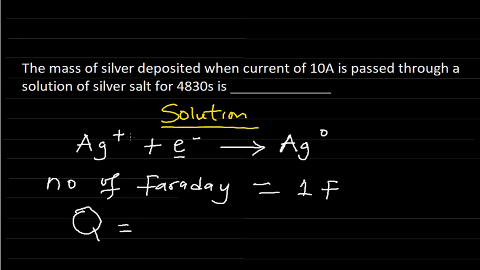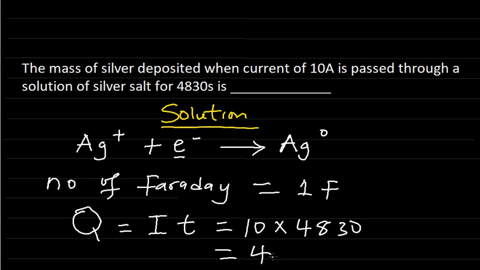Remember, quantity of electricity is always given as current multiplied by time. Don't forget that. Current was given. That's going to be 10, and of course the time is given. The time is 4830 seconds. If we multiply this, we end up having 48300 coulombs.